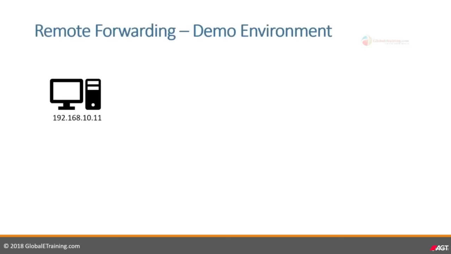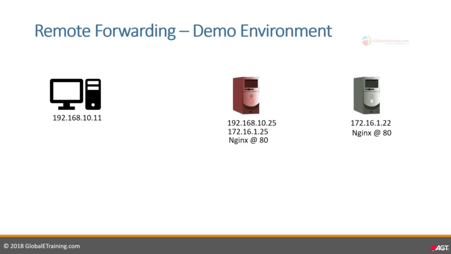Now, let us look at our lab environment. The lab environment is exactly the same as what we have used during the local forwarding demo. During local forwarding demo, we ran the SSH command on the client machine, which is 10.11 machine. With the remote forwarding, we would run the SSH commands on the jump server with the IP addresses 192.168.10.25 and 172.16.1.25.